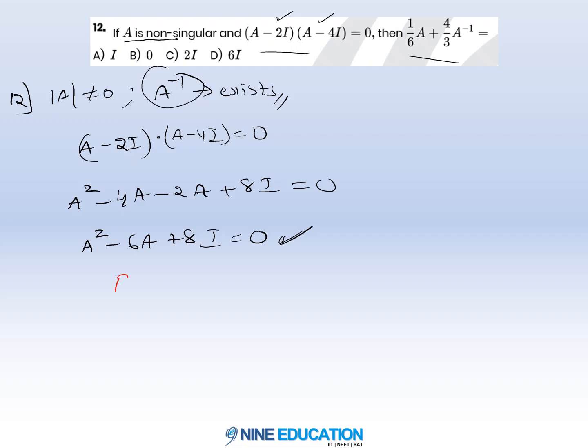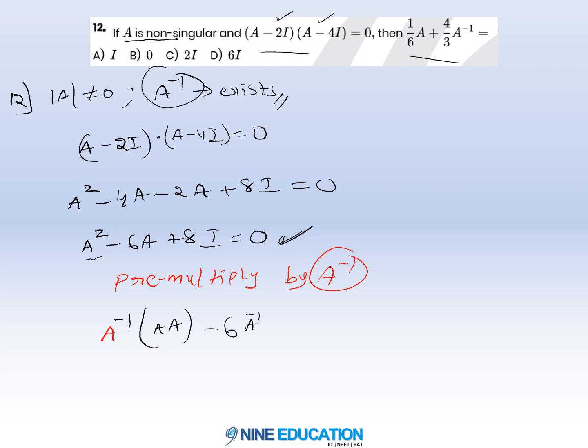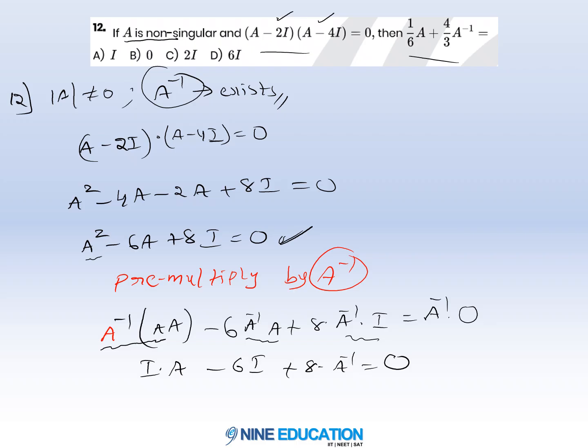Let's say I pre-multiply this entire equation by A inverse. We'll get A inverse into, I'm writing this A square as A into A, minus 6 times A inverse into A plus 8 times A inverse into I equals A inverse into the null matrix. So here A inverse into A can be written as I. So I into A, minus again A inverse into A is I, we know, 6 times I plus 8 times A inverse into I is A inverse, and A inverse into the null matrix will be the null matrix here.